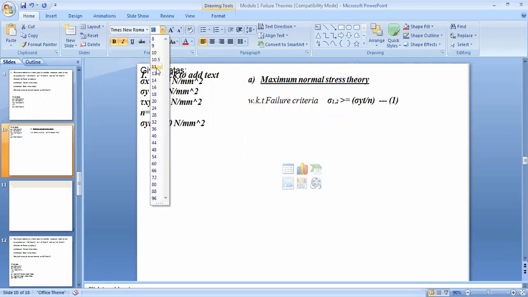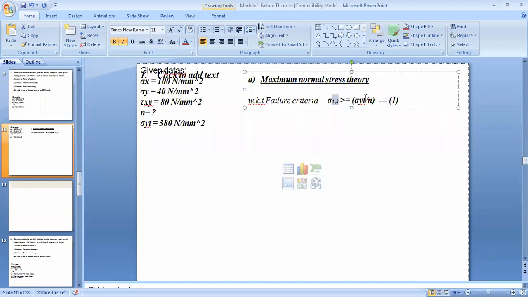sigma yt by n. In this, our aim is to calculate factor of safety n. If I want to know n, I should know sigma 1, 2, which is the maximum value that we consider. And sigma yt I should know. Sigma yt is already given in the problem itself, that is 380 Newton per mm square. Then how do you calculate sigma 1, 2?